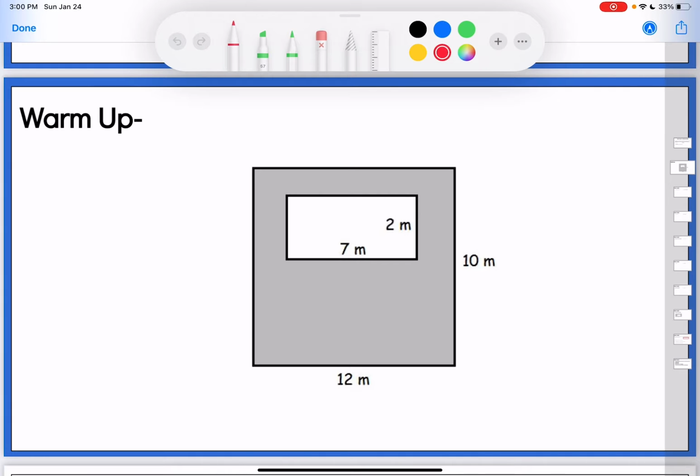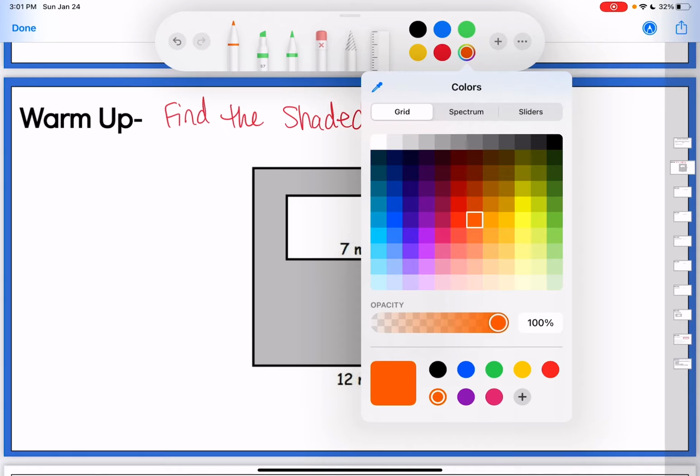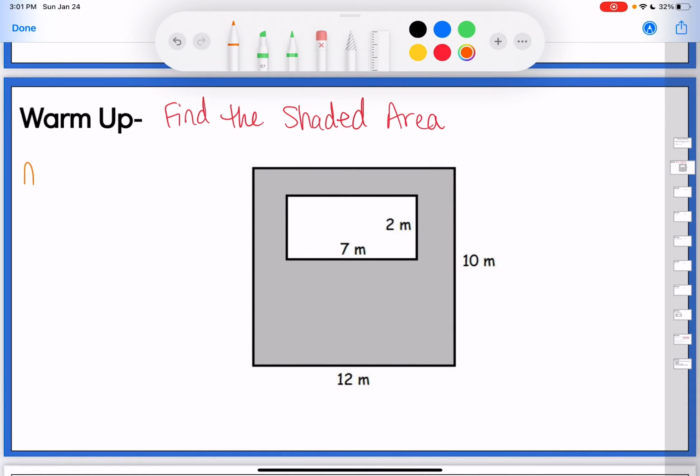What you need to do is find the shaded area. Okay, see what you can do. Pause your video. So if you were going to find the shaded area on this one, you'd have to do the area of the big rectangle, right? And subtract the area of that small white rectangle. So length times width for each of them, right?